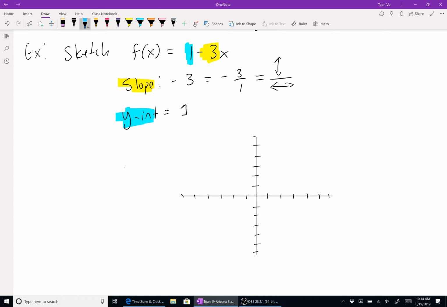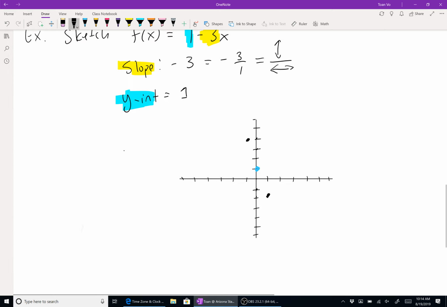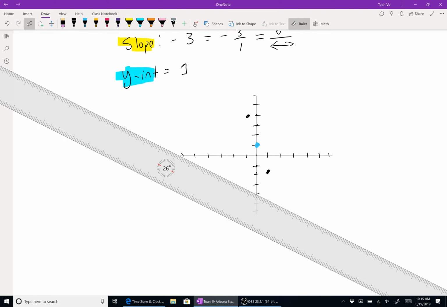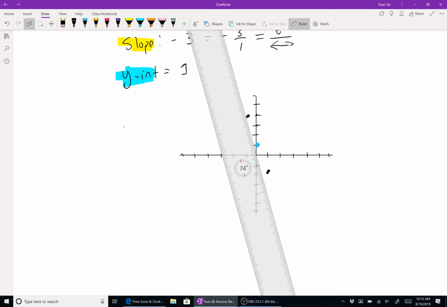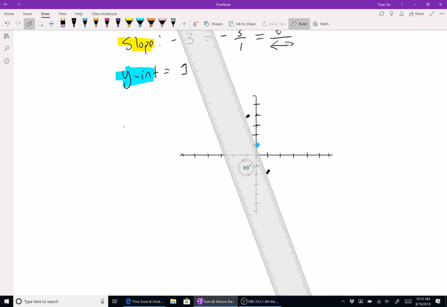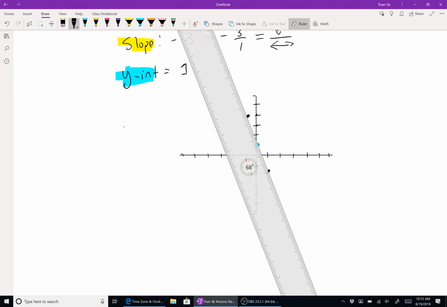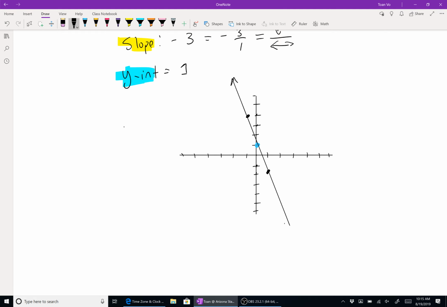Your y-intercept is at positive 1, so that's my starting point. And then my slope of negative 3 tells me I've got to rise 3, run 1 in opposite directions. So if I choose to go up 3, that means I have to go left 1. Or if I choose to go down 3, that means I have to go right 1. It doesn't matter the order or the direction, as long as it's opposite. And then the last thing to do is break out your straight edge and connect the dots. There is your line.